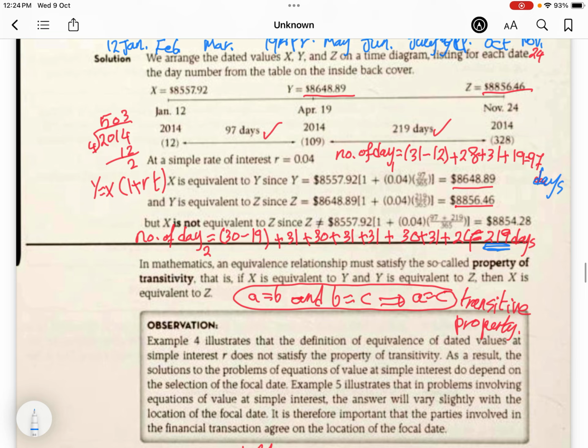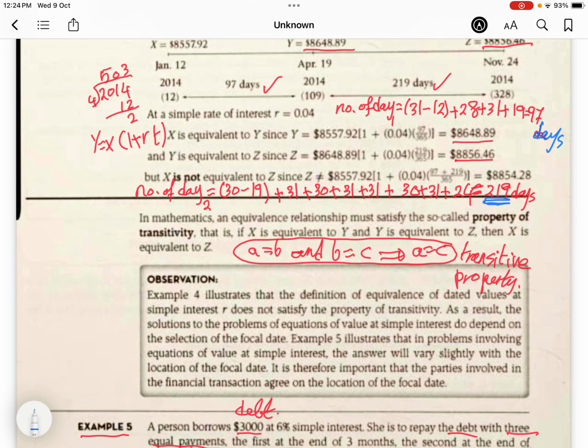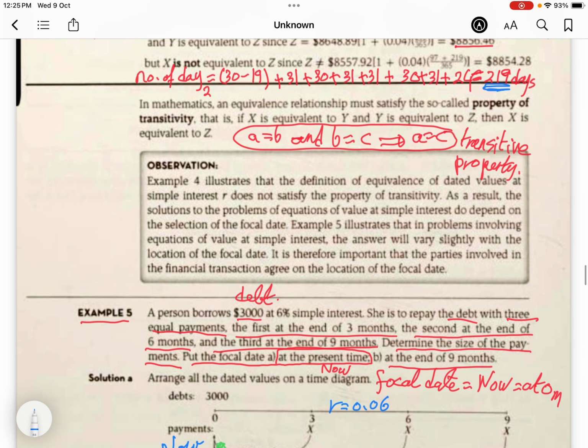In mathematics, an equivalence relationship must satisfy the so-called property of transitivity. If A equals B and B equals C, then A equals C. But here it doesn't apply. Observation, you can read it.